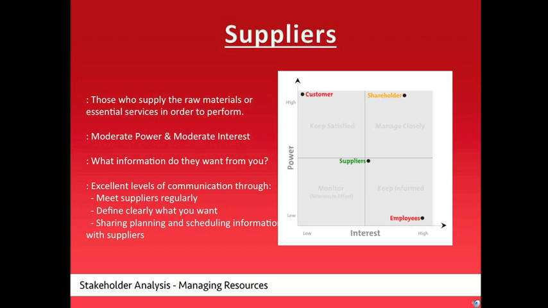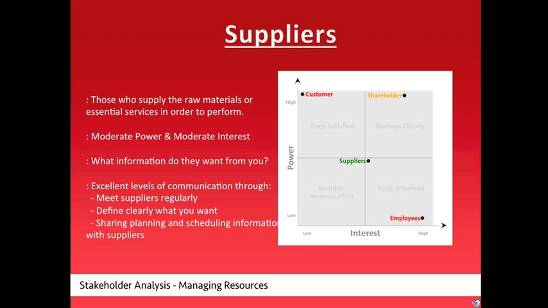Suppliers are our second external stakeholder. They provide you with the raw materials or essential services which will allow your business to perform and sell your product. On the power interest grid, suppliers have moderate power, as it is possible to get a different supplier easily. The interest is also moderate, as suppliers are only interested in our performance so they know whether to repeat purchase.